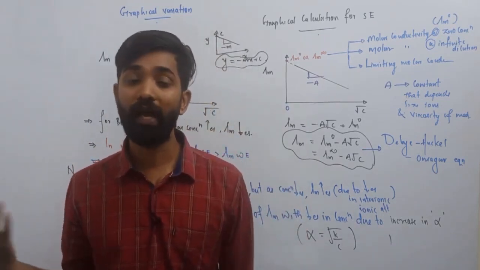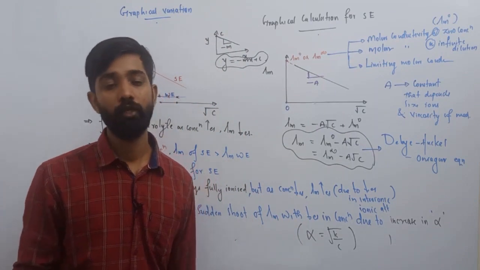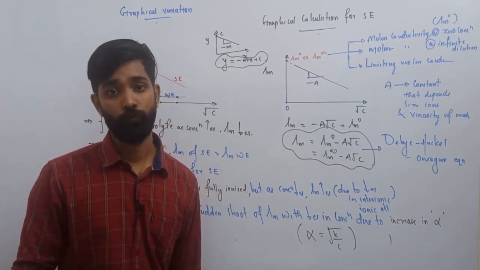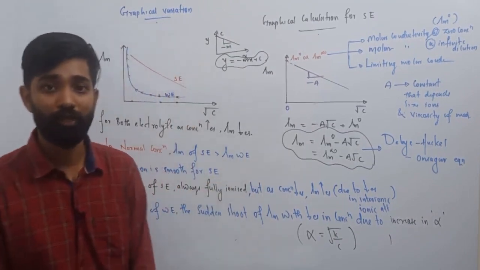So how can we find the data or concepts relating to a weak electrolyte? We can use Kohlrausch's law. What is it? Kohlrausch's law. So let me discuss Kohlrausch's law and its application. Fine.